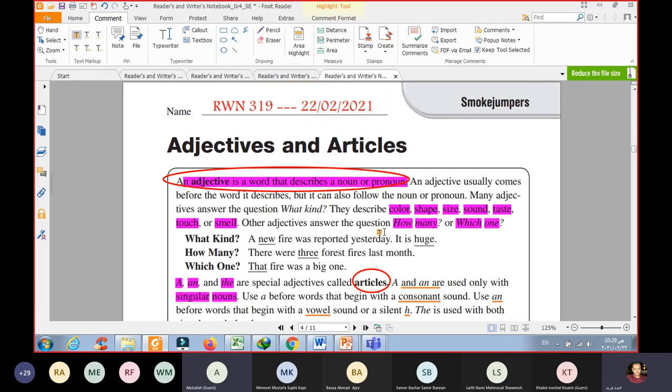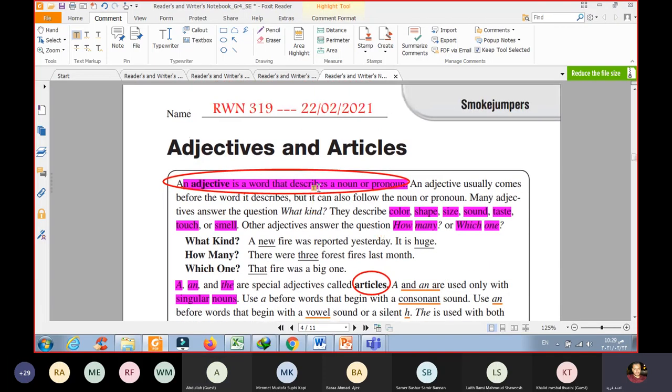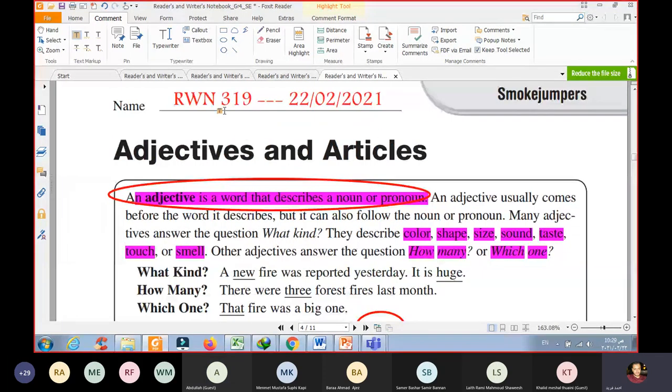Okay, boys, again, because I think I was talking to myself. This is the page which I'm talking about. I wrote it in the chat. Okay, thank you. I think I said it from before, from the beginning of that session.